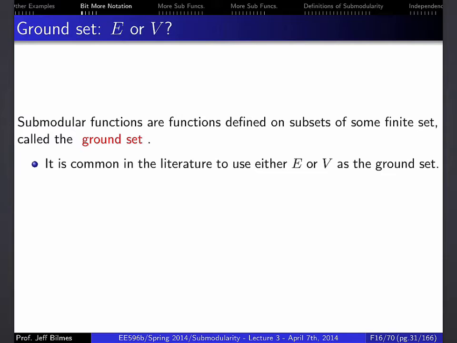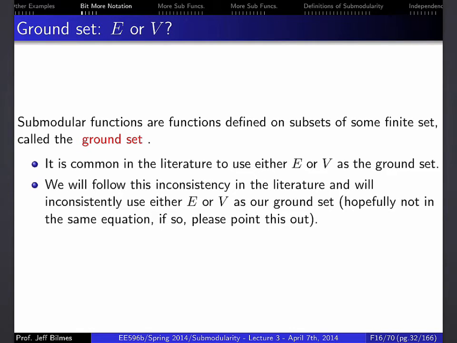Just a little bit more on notation. People generally tend to use E or V as the ground set, namely the set of which you're taking subsets to evaluate a submodular function. E is often used when it's a set of edges of a graph, and V when it's a set of nodes, and when it's neither, you might use E or V. So we're going to continue the tradition of inconsistency and use both E and V. Hopefully not in the same equation, you will see E or V as the ground set. But we will generally avoid using E or V as subsets of some ground set.